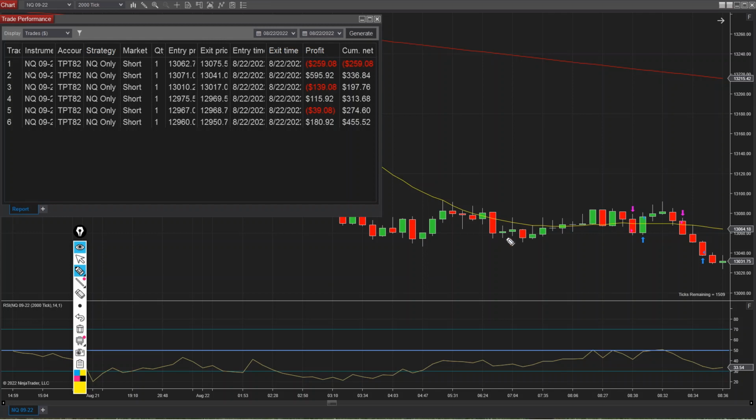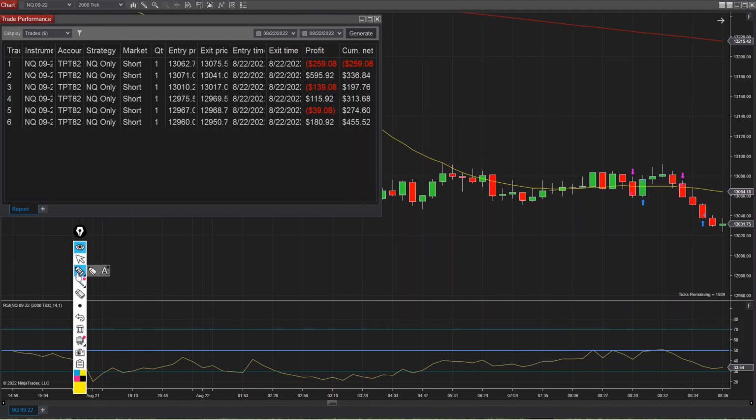Now we know that there's a lot of selling bias going on because the 20 moving average is below the 200 moving average. So we're going to look for shorts. I took this red bar, took out green, so I took this short. Stopped out, once again like usual, minus 259.